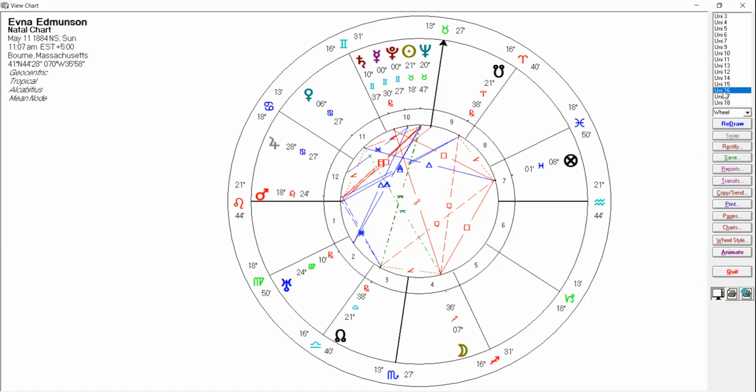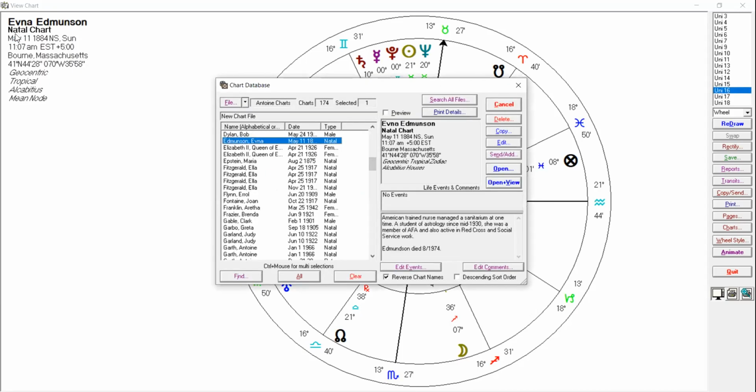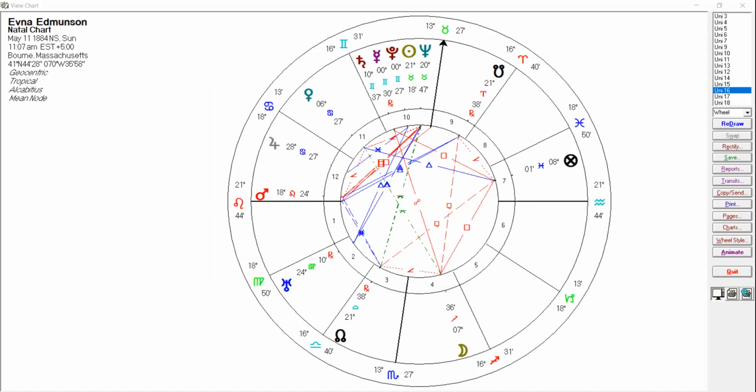right? So this woman was a surgeon. She worked in an institution. I think she might have even worked with the mentally insane, the mental illness. Evna Edmondson, American trained nurse, managed a sanitarium at one time. And she was a student of astrology, active in the Red Cross and social service work. So worked as a nurse, primarily worked as a nurse. But look at that Mars right there. What's the moon's next application in this chart?